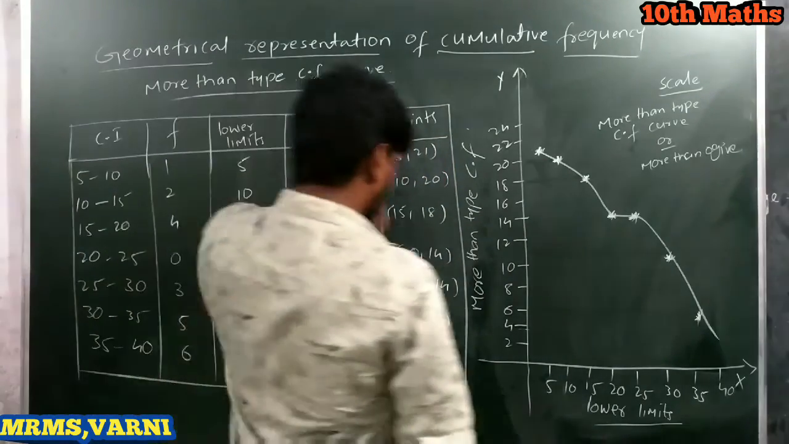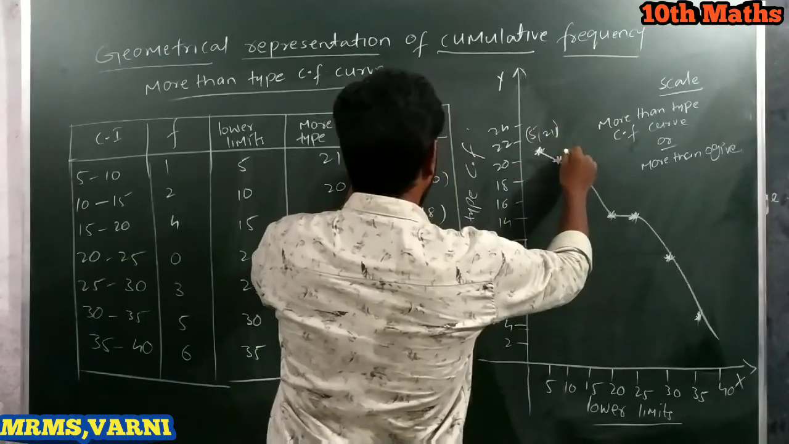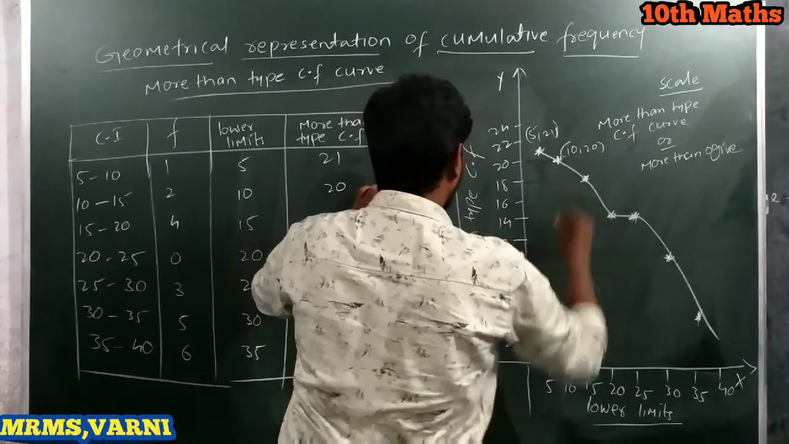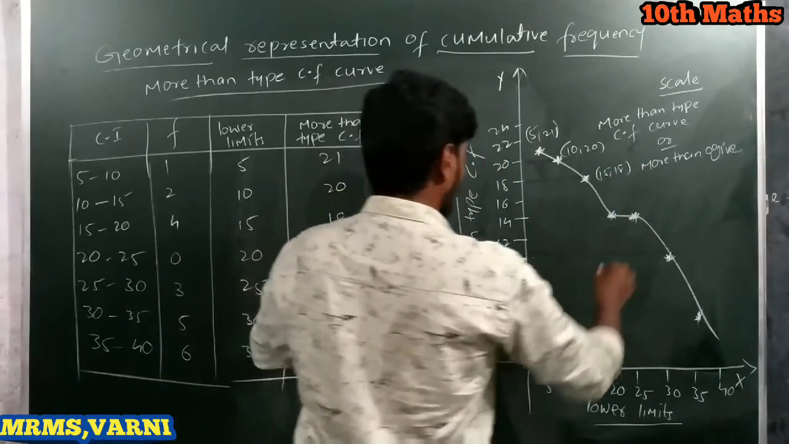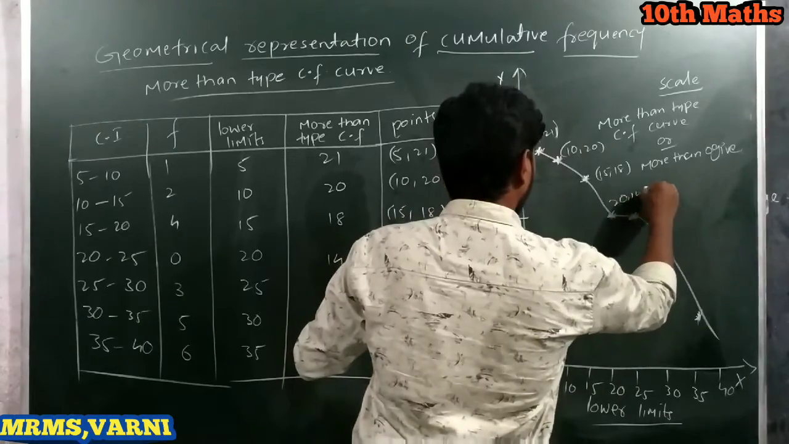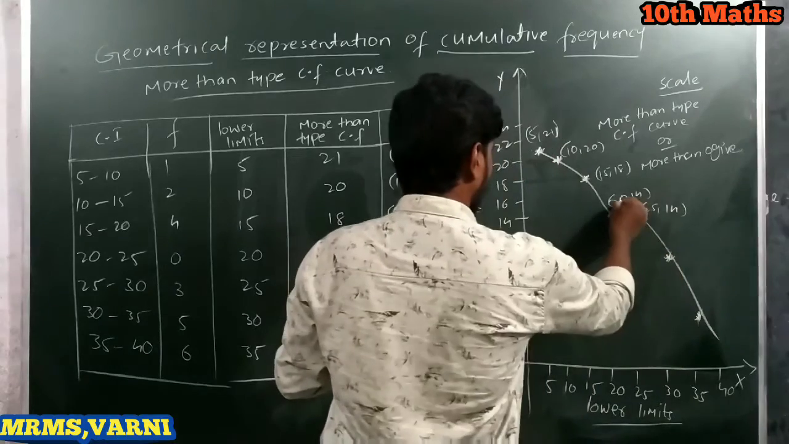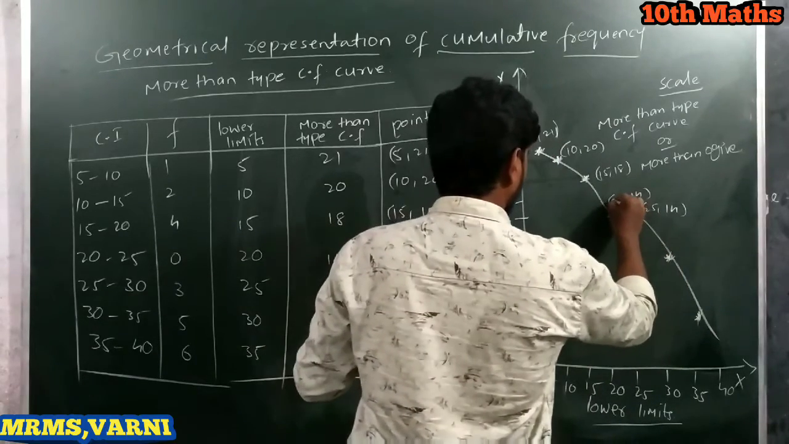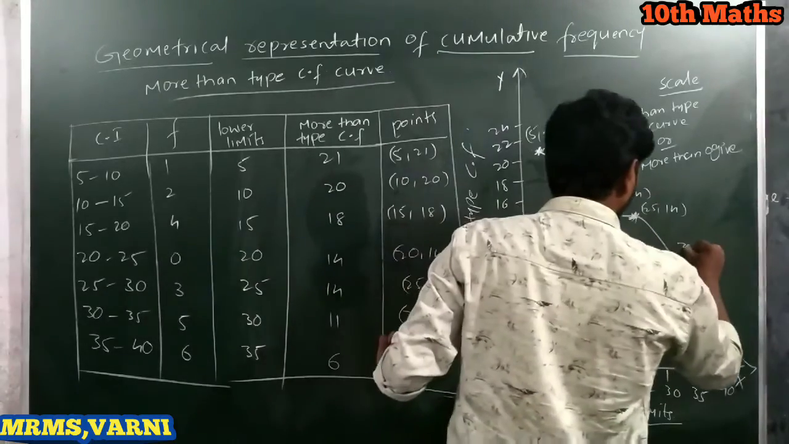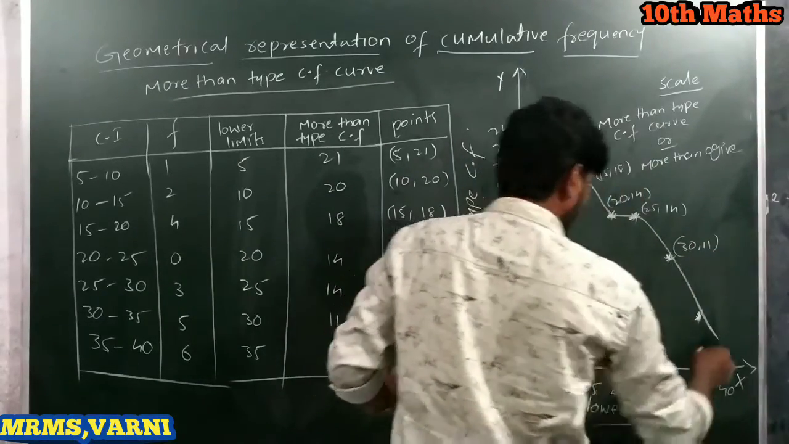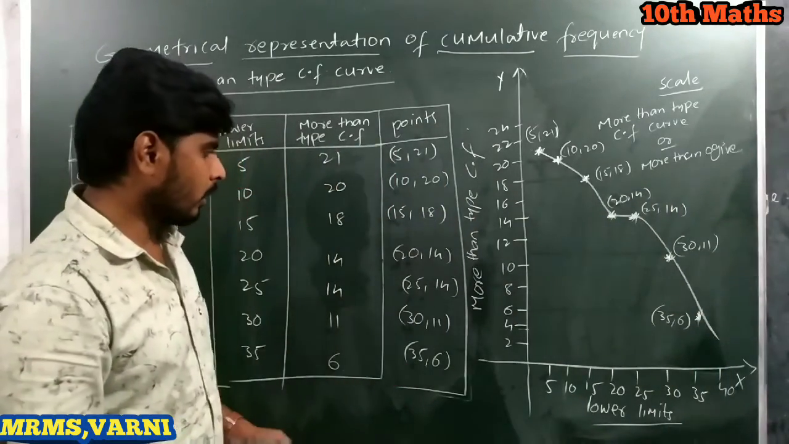So let's look at the points. It is 5, 21, and this one is 10, 20, 15, 18, next 20, 14, 25, 14, next 30, 11, and final one 35, 6. Okay, right. Remember one more thing. We take lower limits for more than ogive on the x-axis.